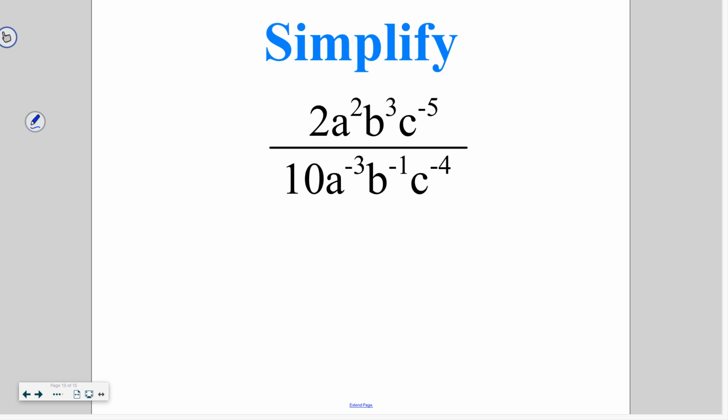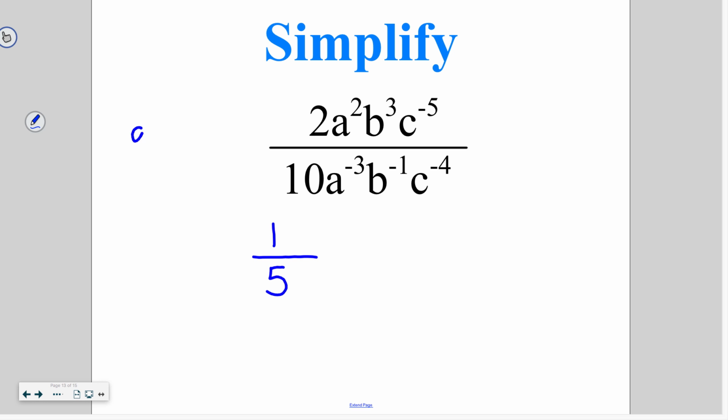The first thing I would do if I were you is rearrange. So now we want to go ahead and simplify. Again, the first thing we want to do is look at our numbers. 2 can't be divided by 10, so I want to go ahead and reduce that fraction, which is going to give me 1 over 5, since both of those can be divided by 2. Now we're dealing with a. We're going to use our quotient rule and subtract our exponents.